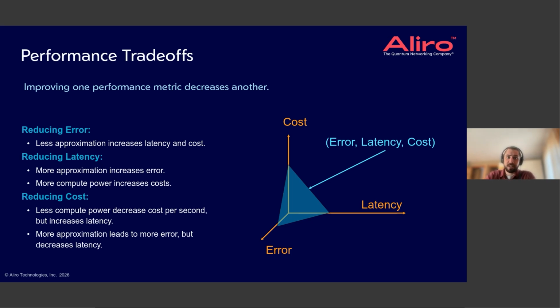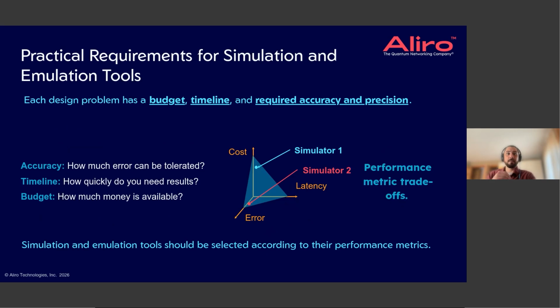So the main point to take away here is that having a low cost, low latency, low error simulator is perhaps unreasonable, but we can optimize two of these parameters pretty well. So the main point is, as you look at your project that you might be using a simulation or emulation tool for, you should really be considering the budget, timeline, and required accuracy. Since each simulator tool might not compare in its cost, latency, or error, you should be picking the tool that fits within the budget of your project.